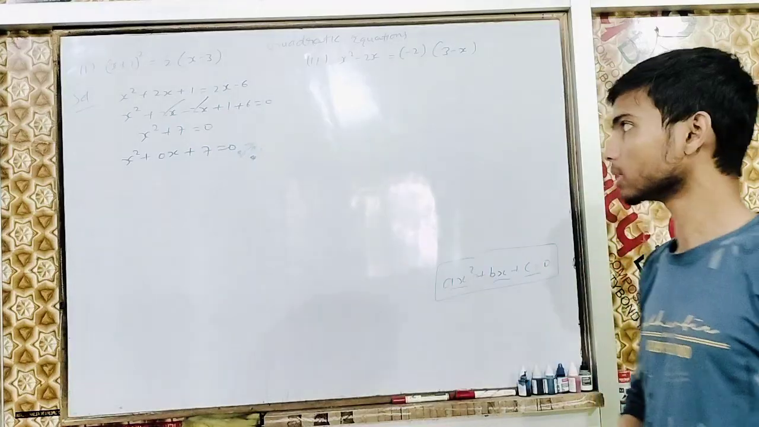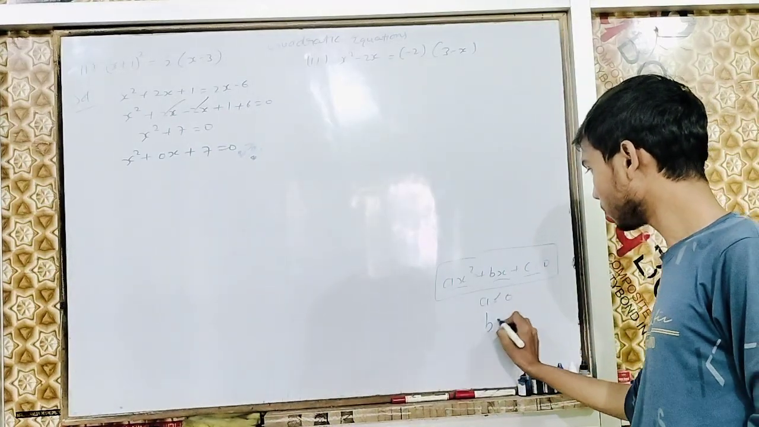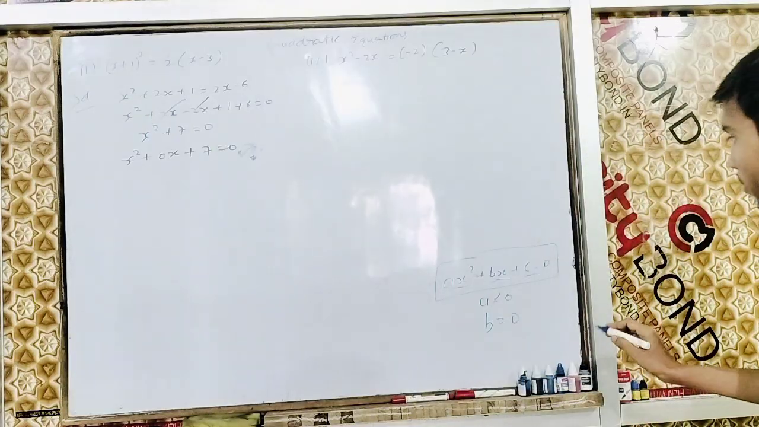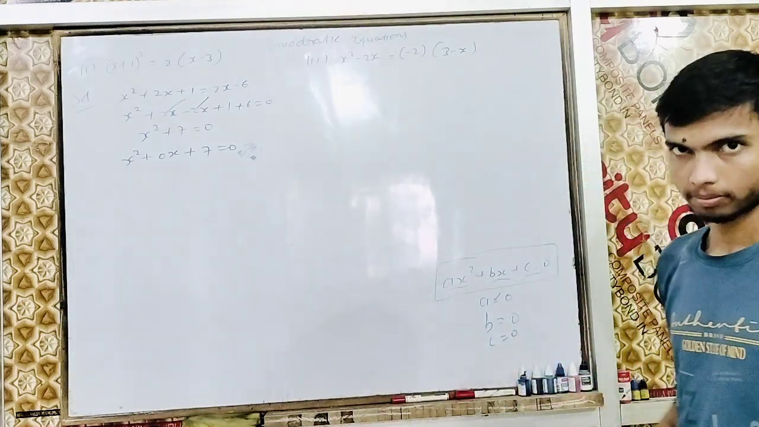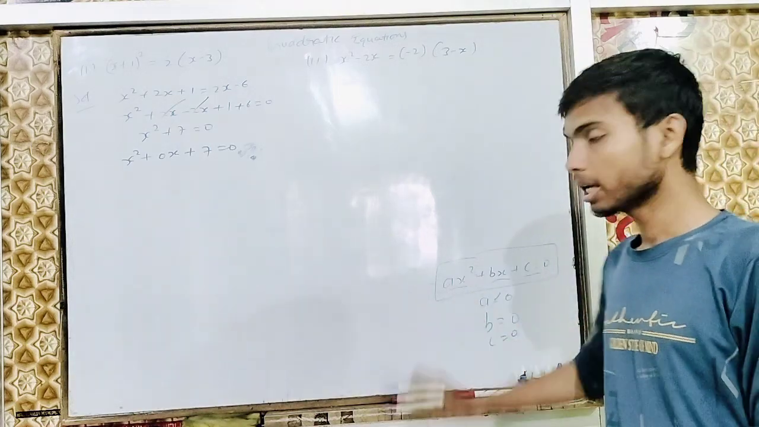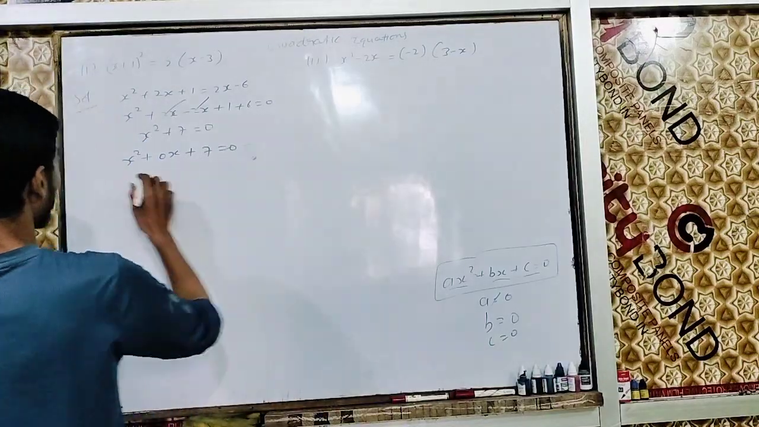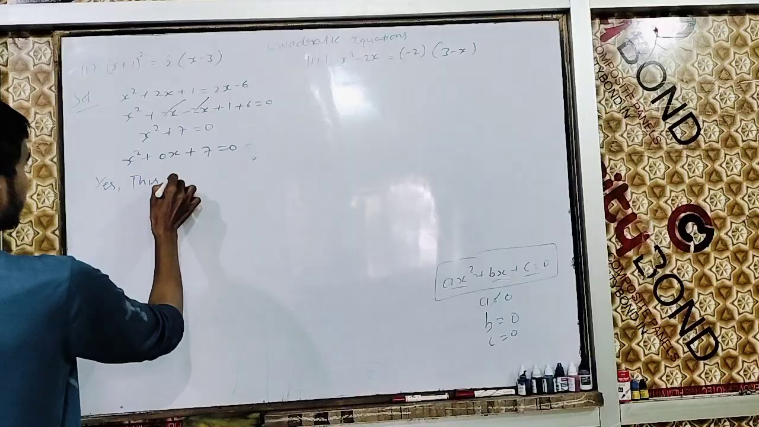Yes, it can. Here in this, a should not be equal to 0. If b is coming as 0, then it will be valid. And if c is 0, it will also be valid. But if a is coming as 0, then it will not be valid for a quadratic equation. Clear? So yes, this is a quadratic equation. The answer would be yes.